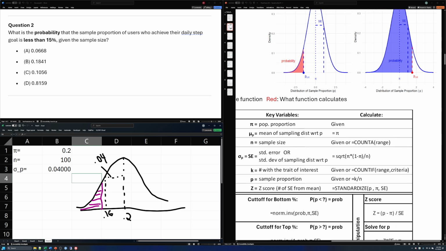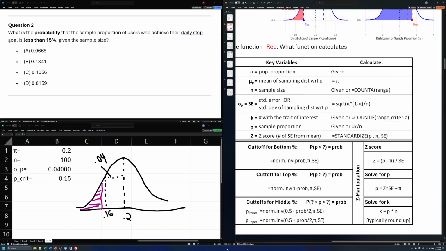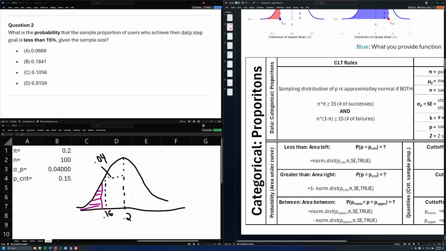If we go ahead and scroll down, let's actually put in our p critical too. So our critical proportion is 0.15, the one that we're interested in. Let's go ahead and calculate out a probability here. Let me scroll on over. And we see that if we want the area less than, we just type in this equation. So we want to know the probability that the proportion is less than 15%. And let's go ahead and type that in.